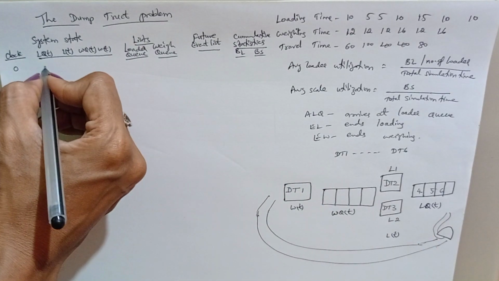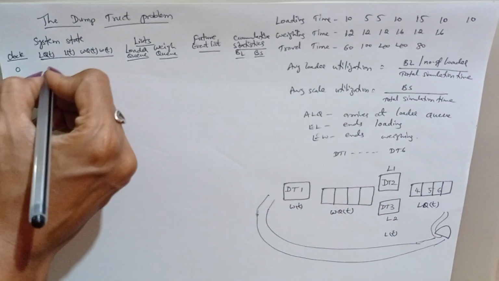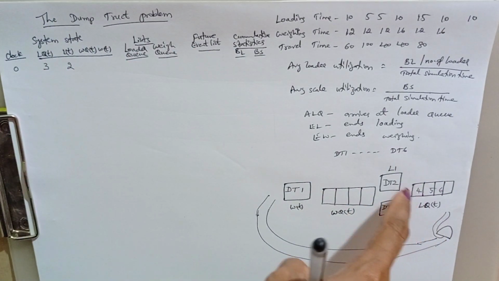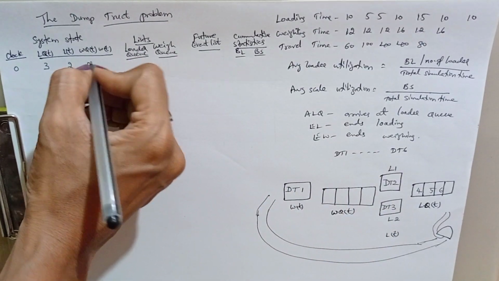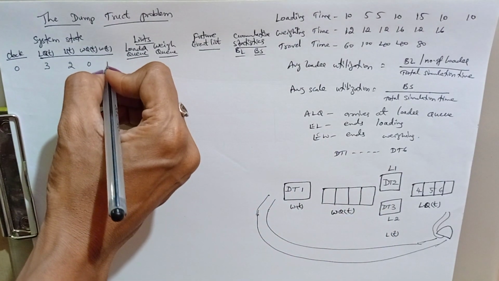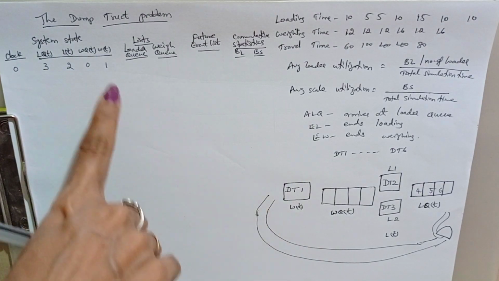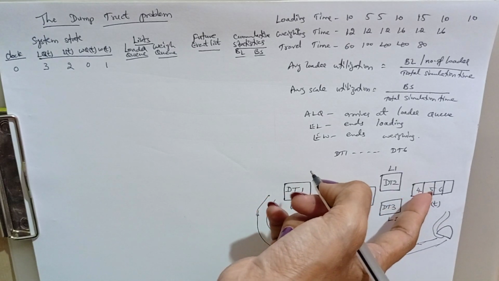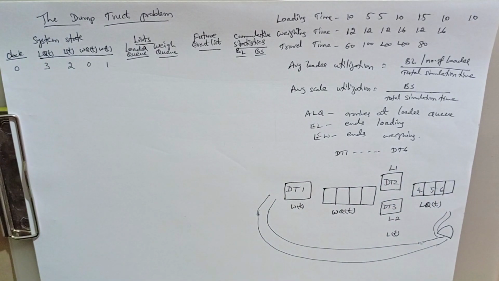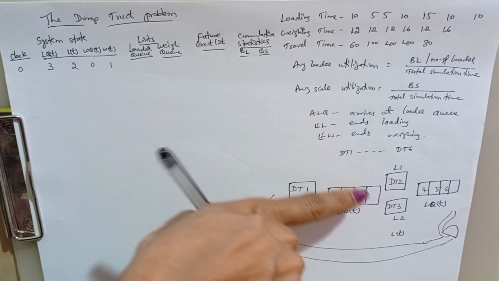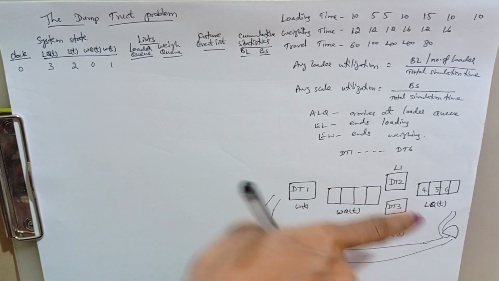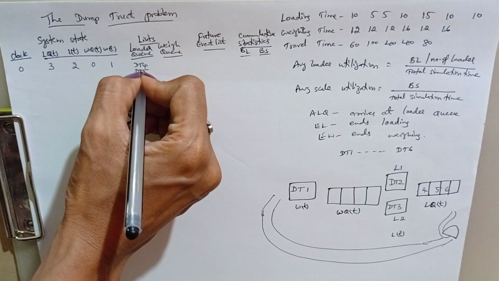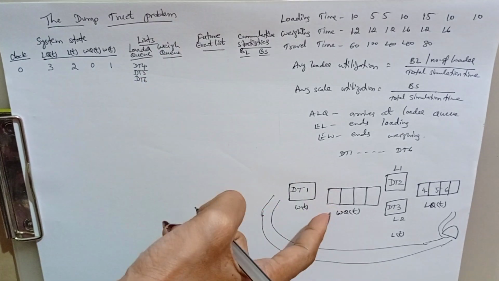Now we'll write the system state. LQ of T is 3, L of T is 2 trucks, and weighing queue 0, and weighing bridge 1 on the scale, weigh bridge W. Now, what are the trucks on the loader queue? 4, 5, 6 according to the sequence. The trucks on the loader queue, LQ of T, are truck 4, DT4, DT5, DT6, and no trucks on the weighing queue.